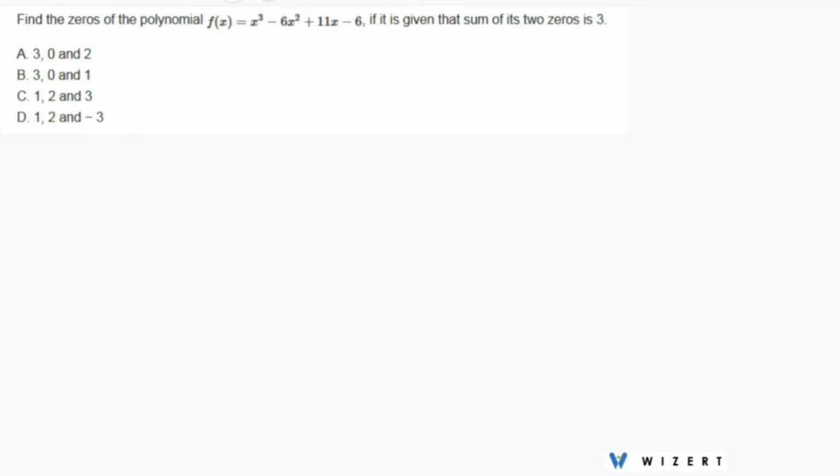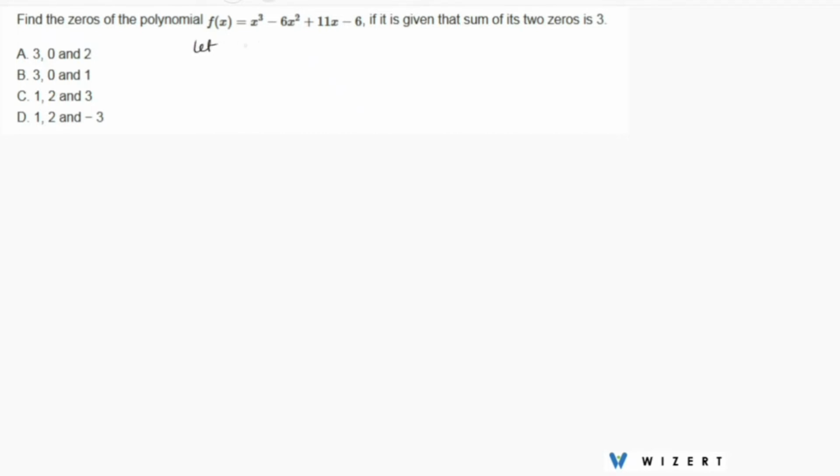I have this question here. Find the zeros of the polynomial f(x) equal to x cube minus 6x square plus 11x minus 6 if it is given that the sum of its two zeros is 3. Now we are given that the sum of two zeros of f of x is 3.